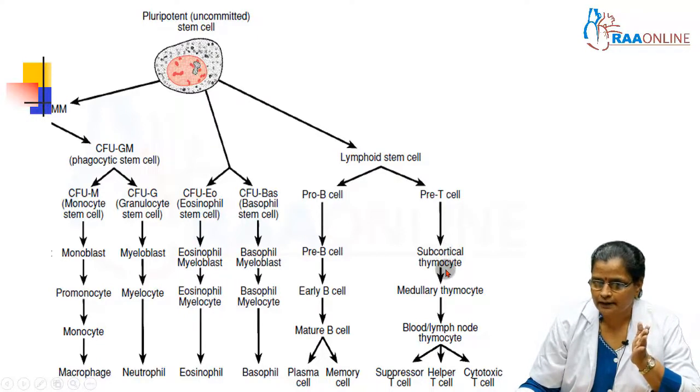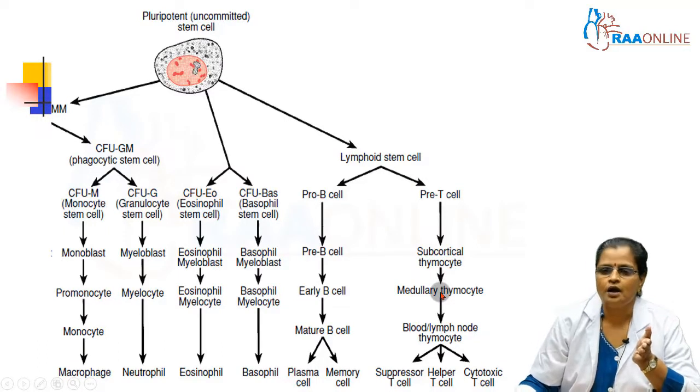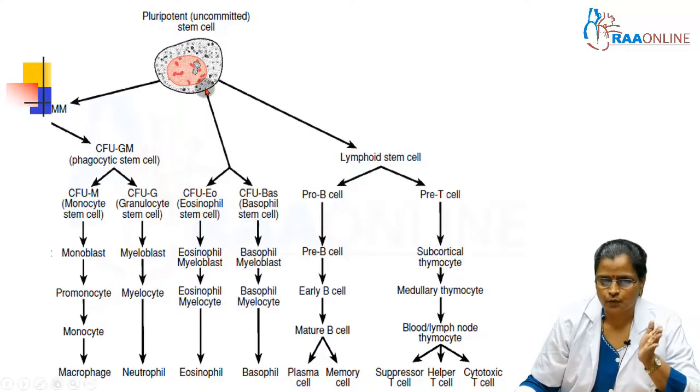The pre-T cell undergoes processing in the thymus. First in the subcortical areas it forms subcortical thymocyte, then it goes to the medullary area of the thymus to form medullary thymocyte, and then it goes to the blood, then lymph node. Finally it produces different kinds of T cells: the suppressor T cell, helper T cell and cytotoxic T cell. This is the leukopoiesis, or production and maturation of leukocytes from the bone marrow.